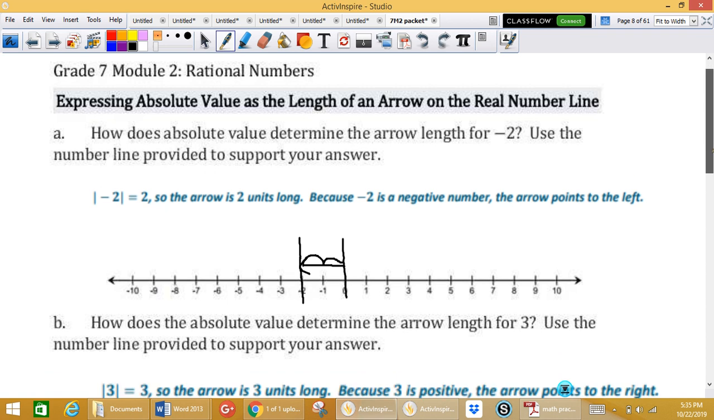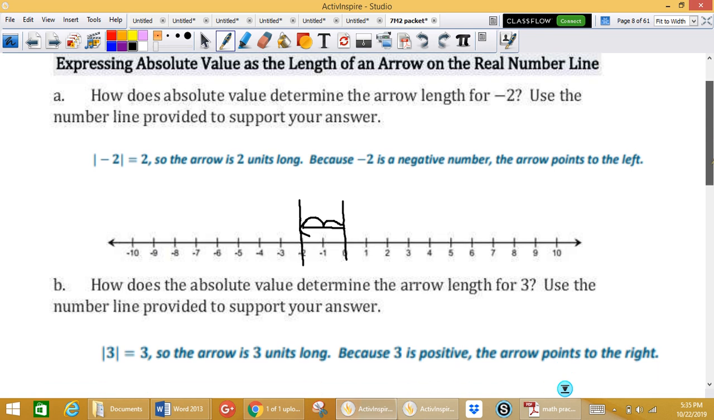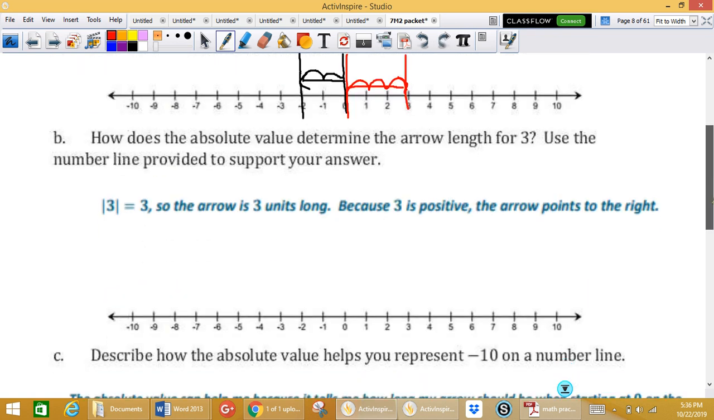How does absolute value determine the arrow length of 3? Use the number line provided to support your answer. So again, I'll use a different color. So from 0 to 3, so my absolute value is 1, 2, 3 units. Because 3 is positive, the arrow points to the right. Oh, I should have done it on this one. 1, 2, 3.